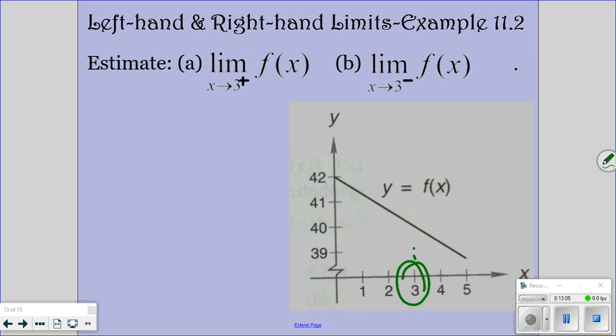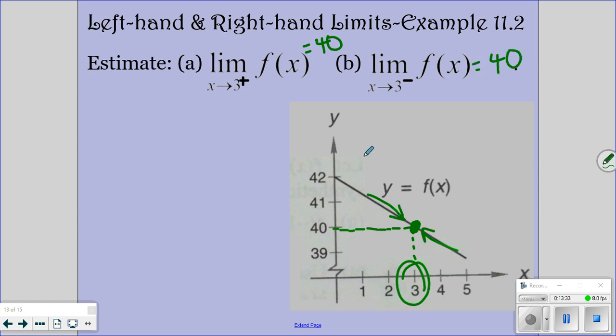So 3 hits right here. What y value is over here? 40. And as we approach from the right, what is it approaching? Is it approaching that y value? It is. So this one would equal 40. And also, as you approach from the left, it's still approaching that same 40. So it would equal 40.